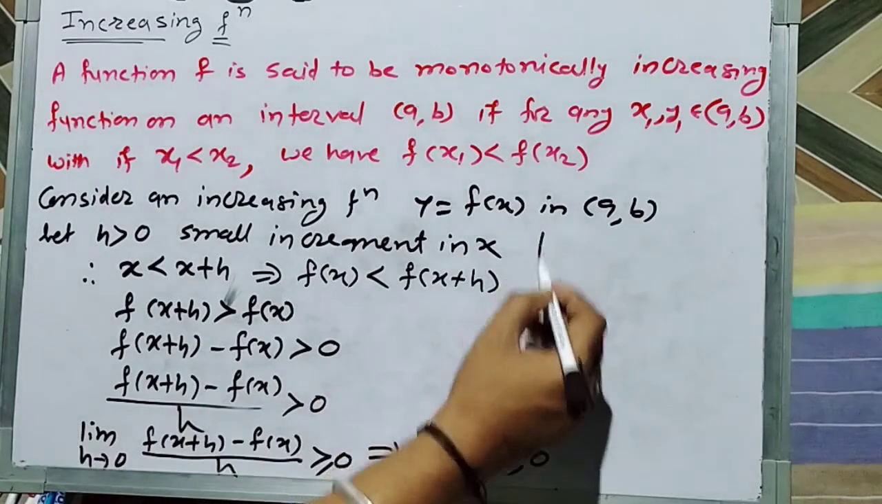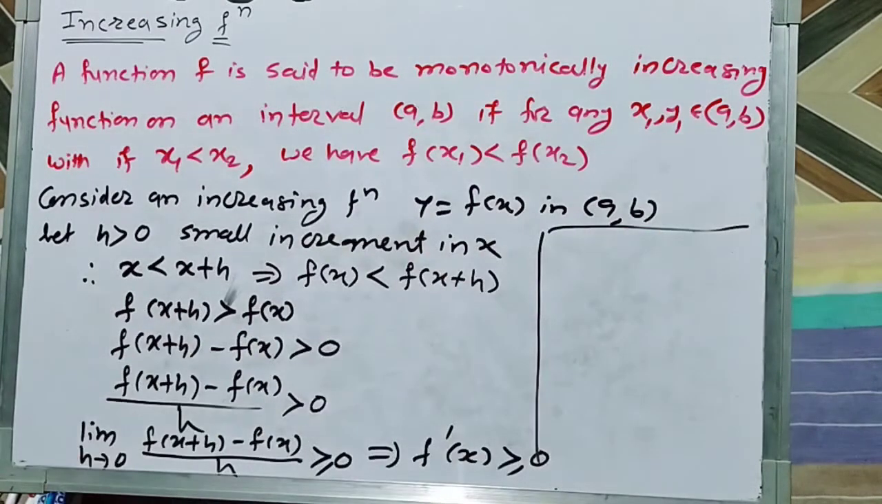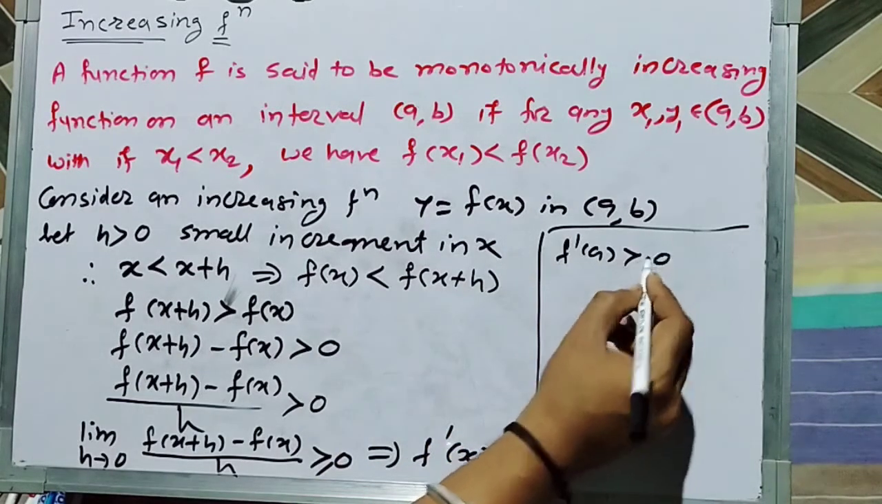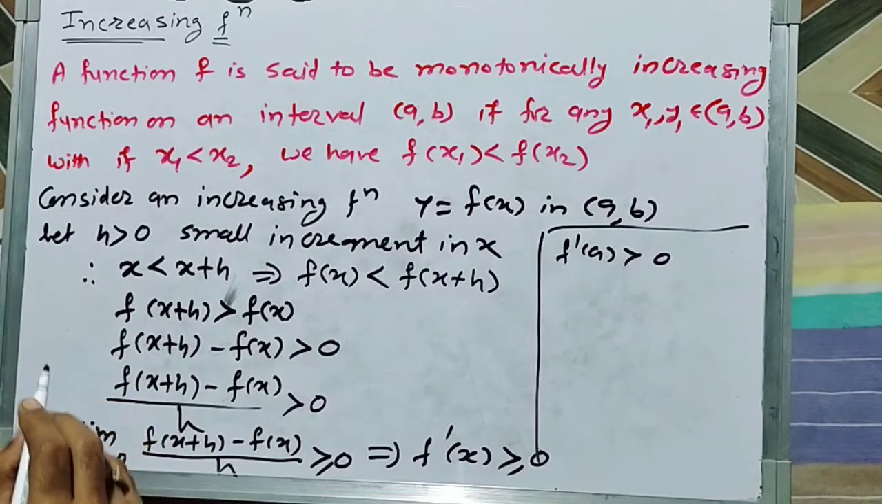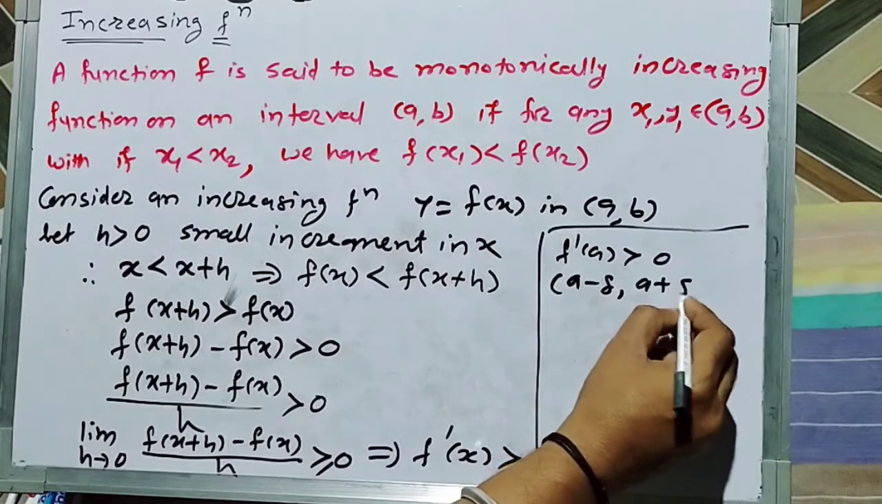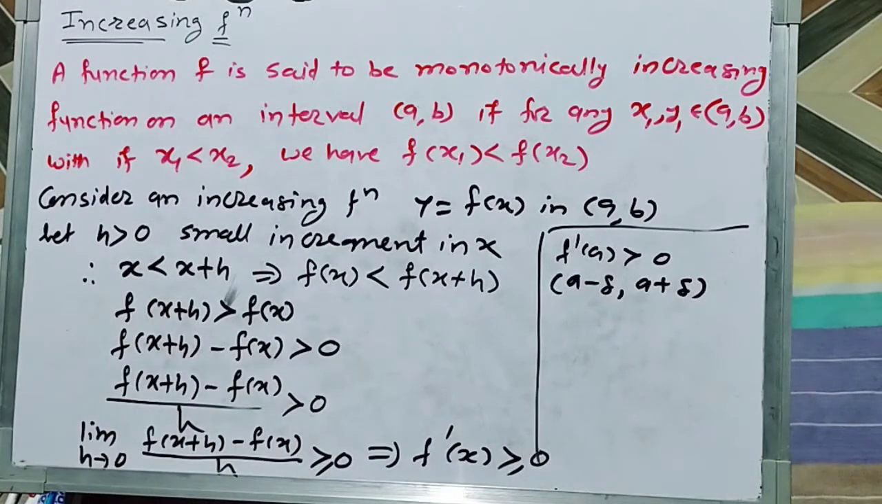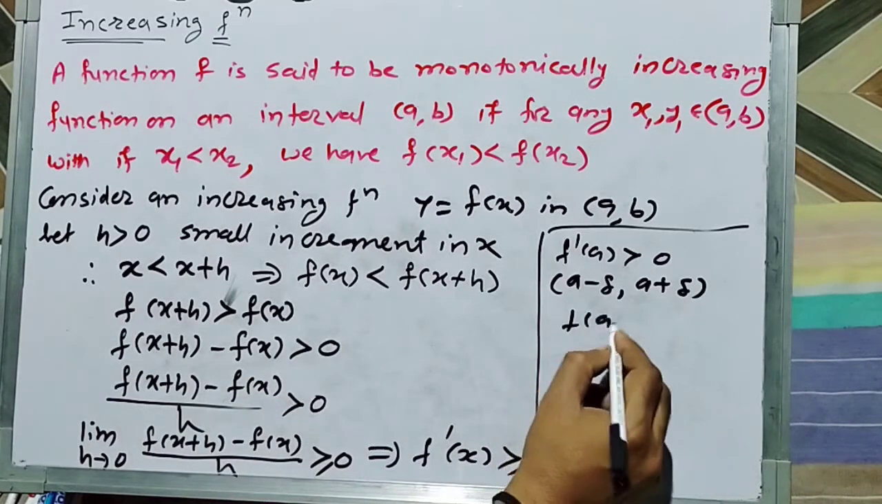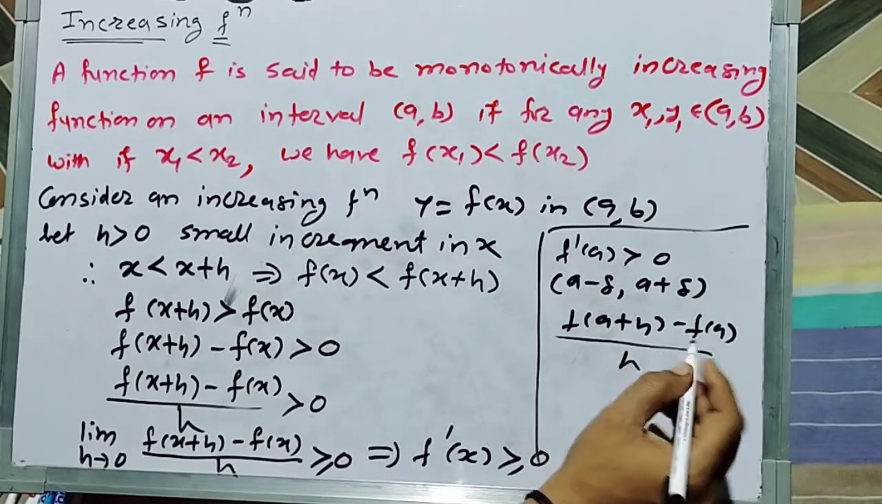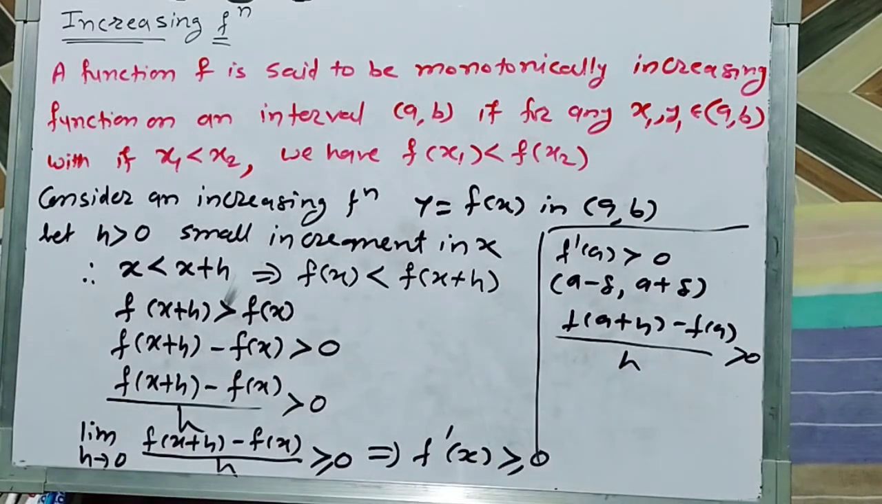If f dash of a is greater than 0, then the neighborhood of a is a minus delta, a plus delta. Then f of a is increasing whenever f of a plus h minus f of a divided by h is greater than 0.